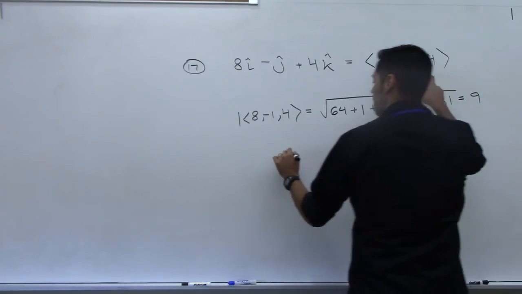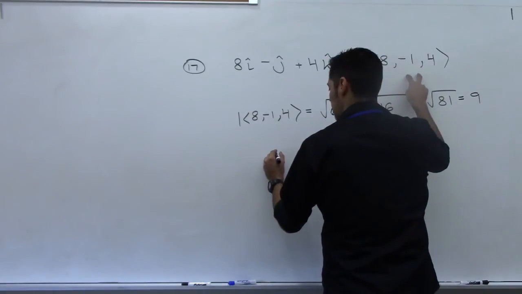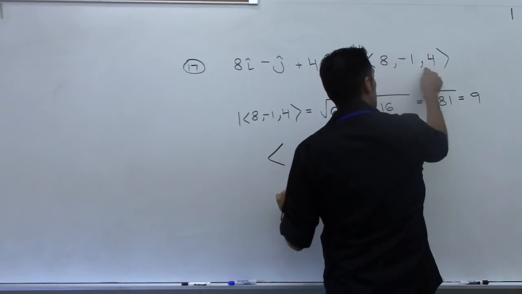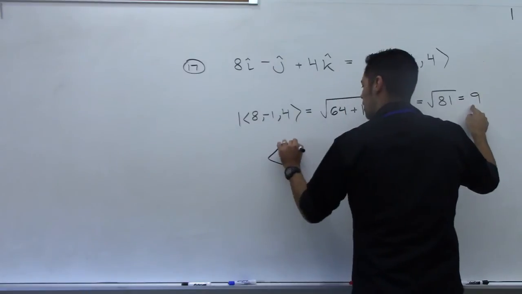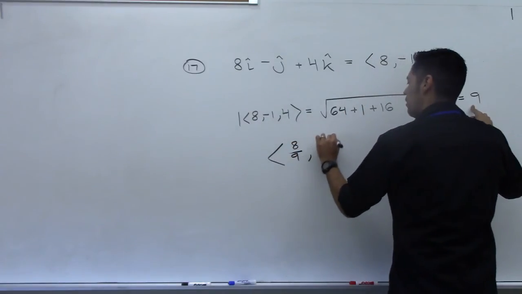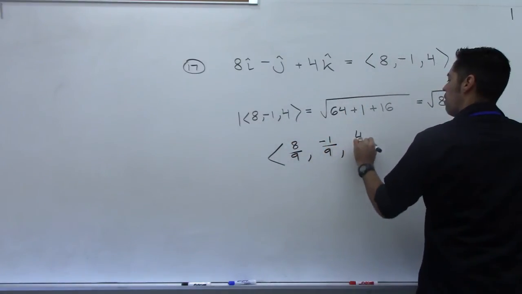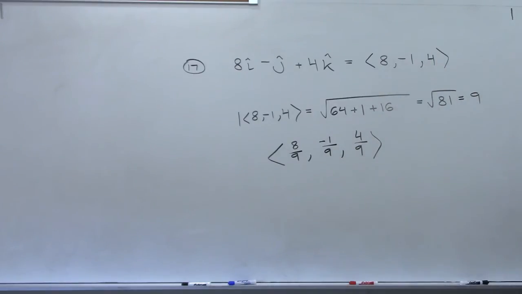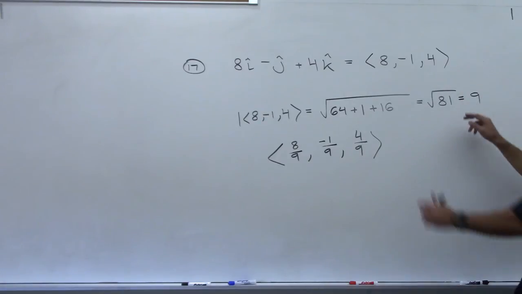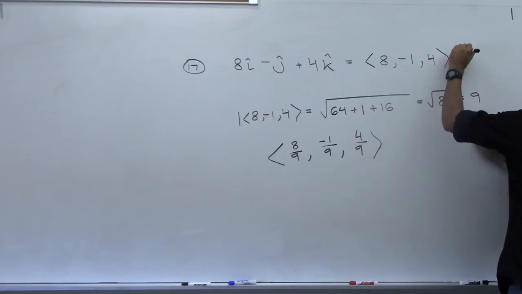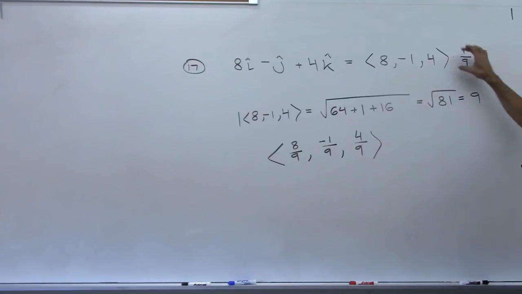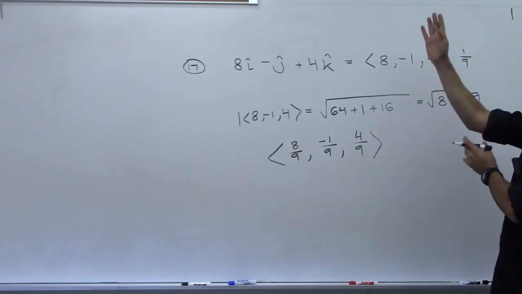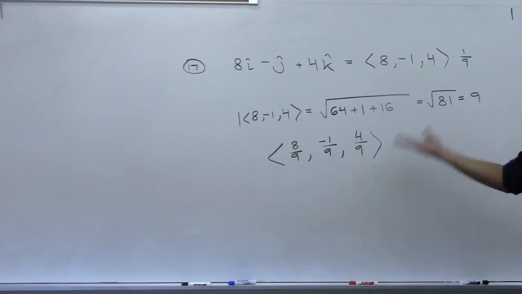So all we do now is we take this vector and we divide each component by this length. So 8 over 9, negative 1 over 9, 4 over 9. That vector will point in the same direction as that and have a unit length. Remember, all we did was we scaled this. We took this and we scaled it, multiplied it by the number 1/9, passed it through. So it should point in the same direction, just shorter. And the length of that should be 1.